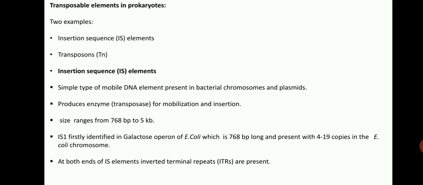They produce their own transposase enzyme for the translocation. Their size ranges from 768 base pairs to 5 kilobase pairs. IS was first identified in the galactose operon of E. coli, as we discussed, which is 786 base pairs long and present with 4 to 19 copies in the E. coli chromosome. At both ends, IS elements have inverted terminal repeats that are called ITRs.